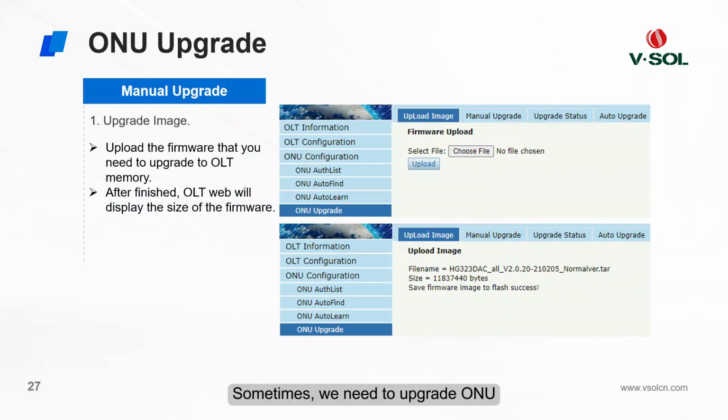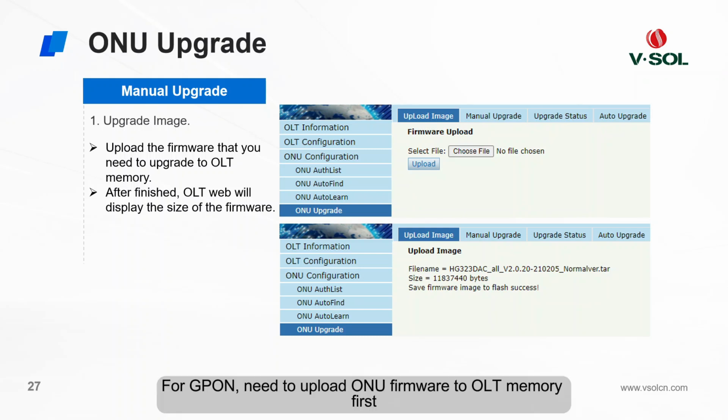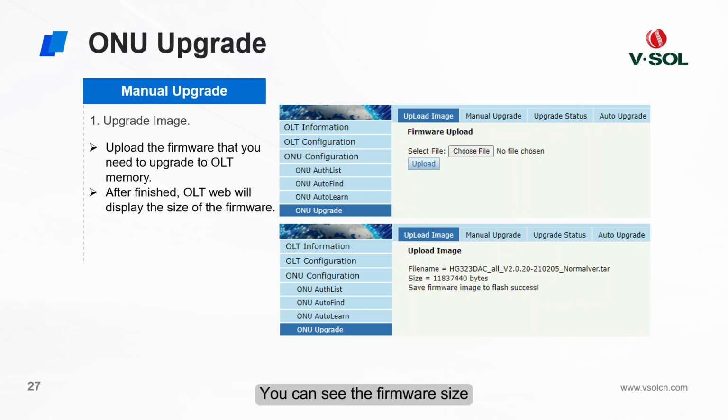Sometimes, we need to upgrade ONU, but they are installed at clients' houses. So we can upgrade them by OLT. There are two ways to upgrade: manual upgrade and auto upgrade. For GPON, need to upload ONU firmware to OLT memory first. You can see the firmware size after finishing uploading.